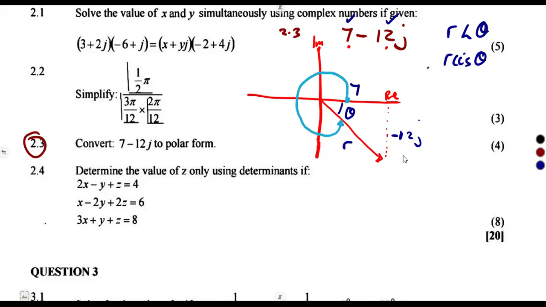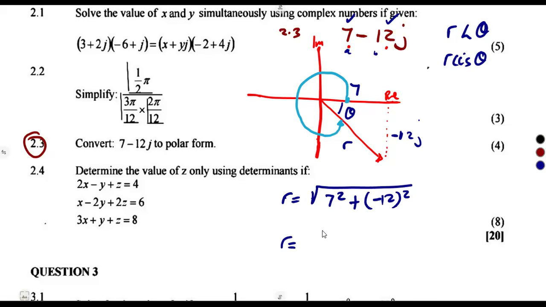Remember your Pythagoras theorem. So our r is equal to the square root of, if you are given in the form of a and b here, we're going to write square root of a squared plus b squared, or x squared plus y squared, or you write real squared plus imaginary squared, right? Just substitute numbers, guys. 7 squared plus minus 12 squared. So we need the number there that is affecting j, which is the negative 12, not the j. Do not include the j, it is just showing us to say this is the imaginary part.